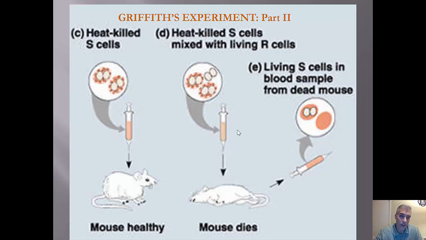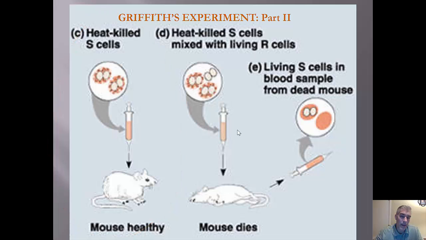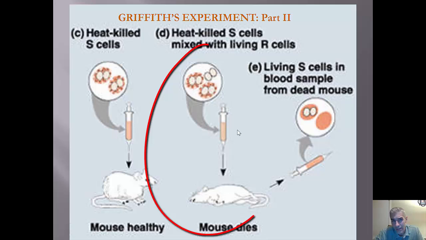So then he heat killed the dangerous cells, right? And then he injected the heat-killed dangerous cells into the mice. And the heat-killed cells did not kill the mice. Now that makes sense, right? Because if you kill the bacteria, how's it supposed to be dangerous? Again, that makes complete sense. But it's this next step that was really interesting.